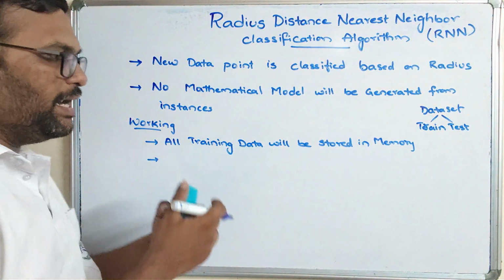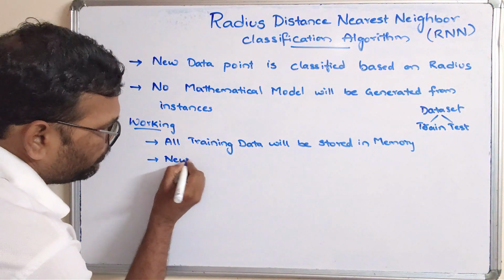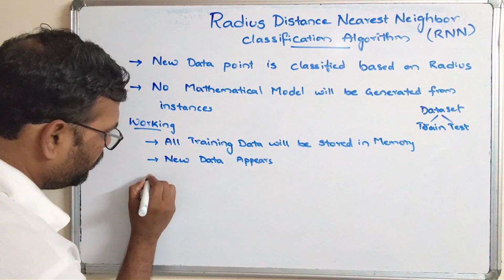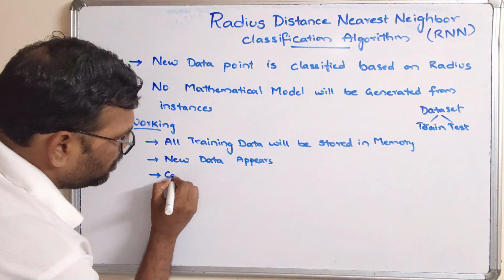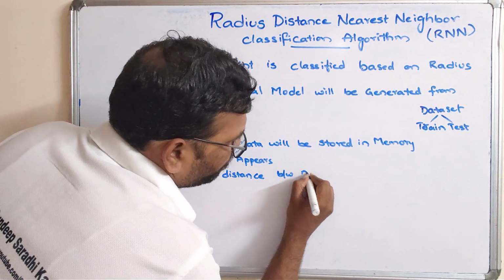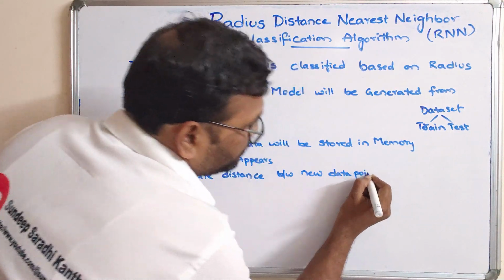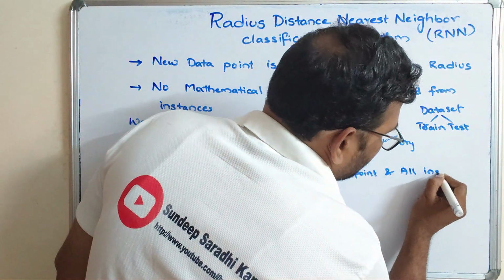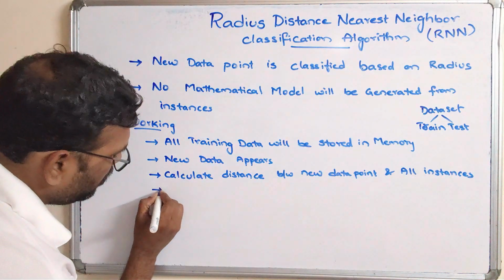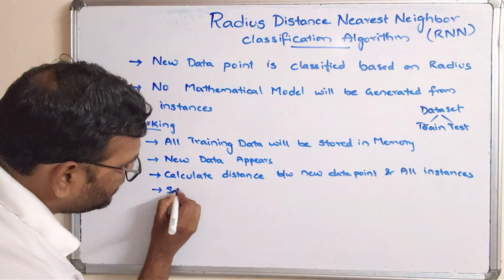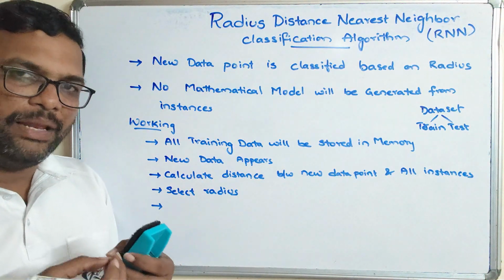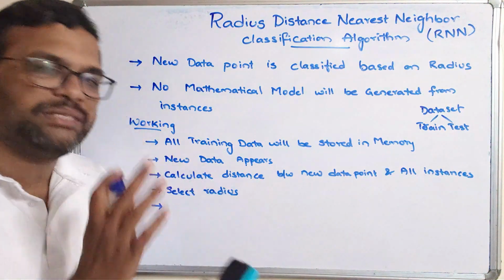Once the training data is stored in the memory, then the new data point appears. Then we need to find the distance. Here also it is similar: calculate the distance between the new data point and all instances, that means all instances of the training data and the new data point. Now we need to consider some radius. So select a radius value, and we need to consider all the data points which reside within this particular radius.